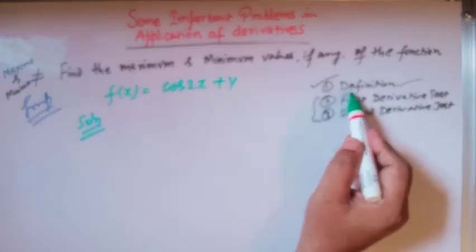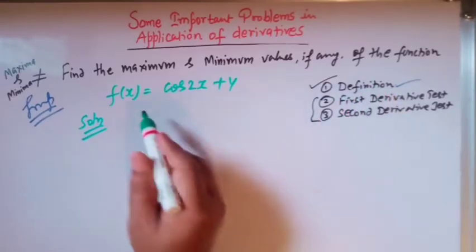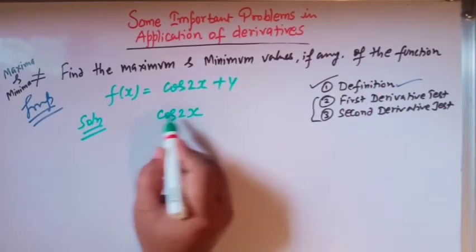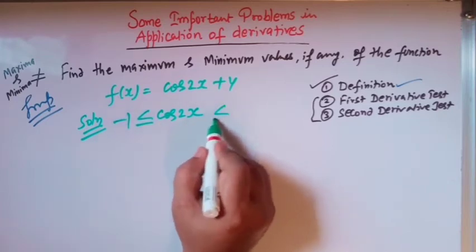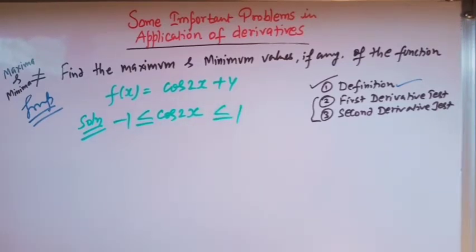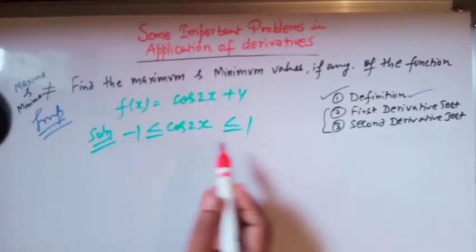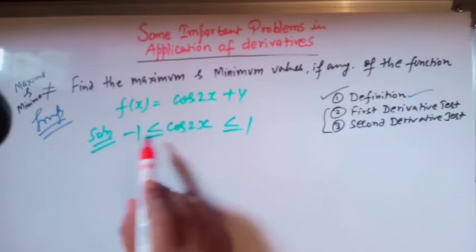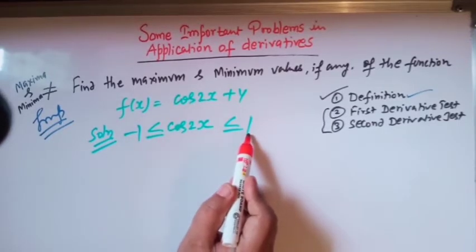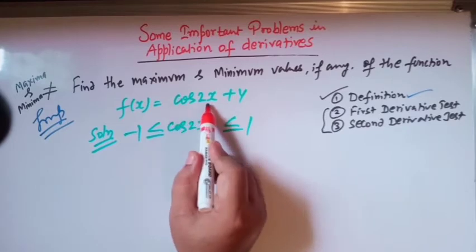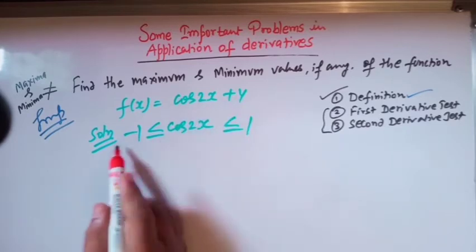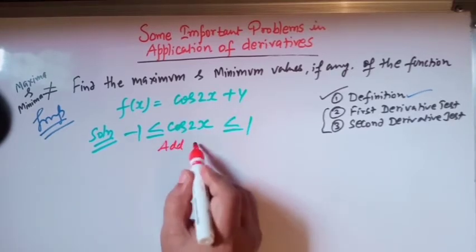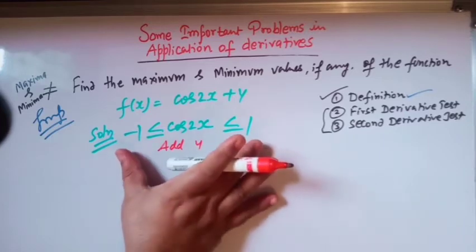Now here again I am making use of the definition. So we know that cos 2x lies between -1 and 1, right? Now viewers, here we see that cos 2x lies between -1 and 1. Now see, here we have cos 2x and here we have 4. So we'll add 4 throughout, right?